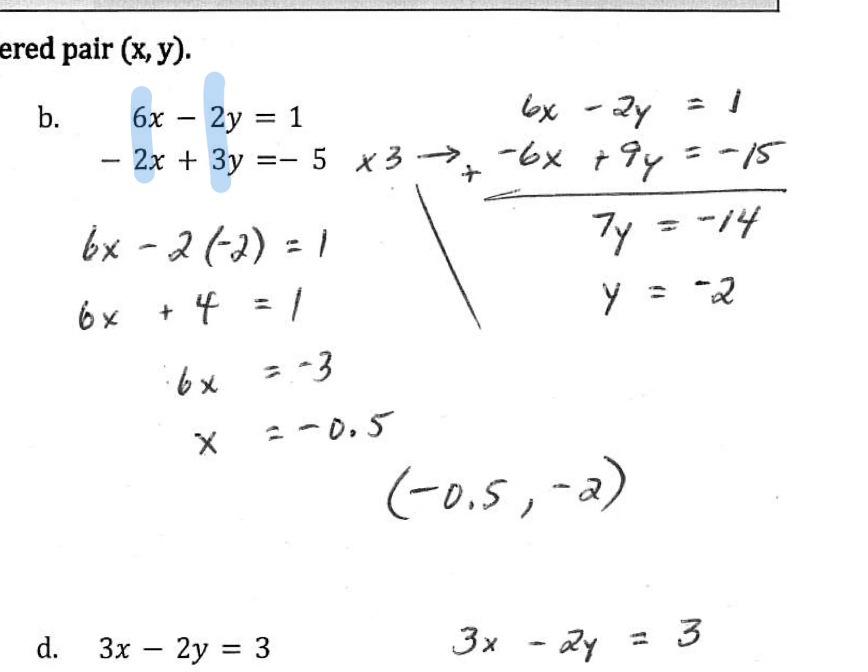Now, we're at the point where we can either add or subtract. If I look at 6 and -6, should I add those numbers or subtract to get 0? I'm trying to get 0x. Okay, if I add them, 6 plus -6 is 0. So I also need to do -2 plus 9 to get 7, and 1 plus -15 is -14. So that's how I get 7y equals -14.